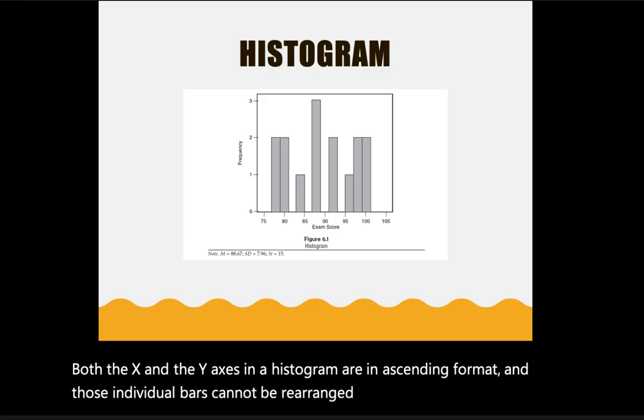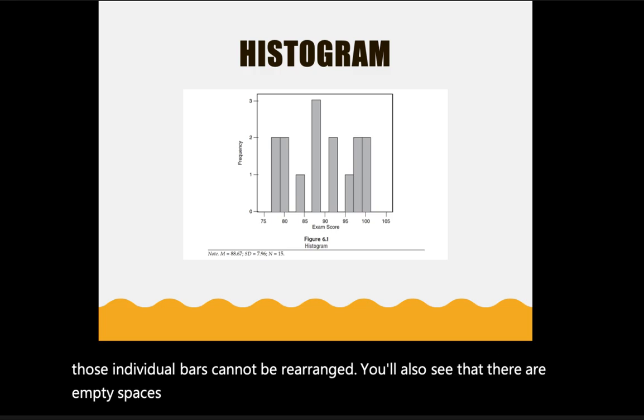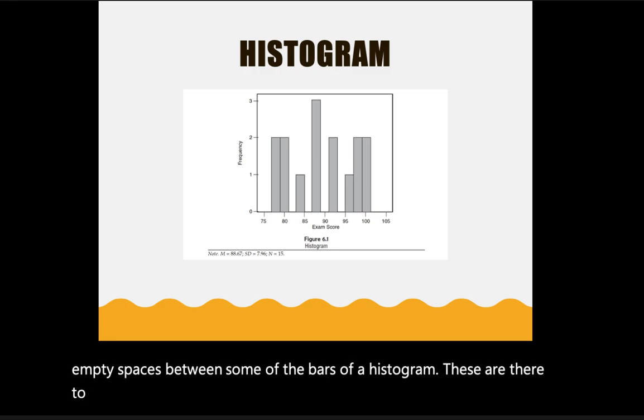You'll also see that there are empty spaces between some of the bars of a histogram. These are there to indicate that there were no individuals who achieved that score that you're referencing.